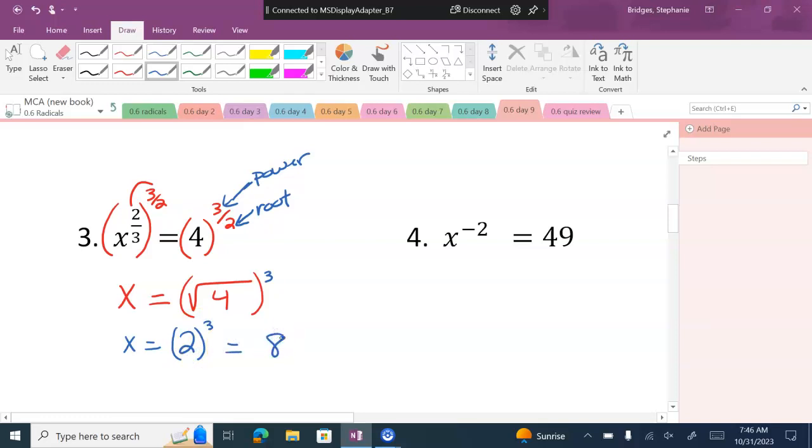And then again, you can just check by plugging it in. 8 to the 2/3 power. You can do that in your calculator. Does that equal 4? Yeah. Okay.